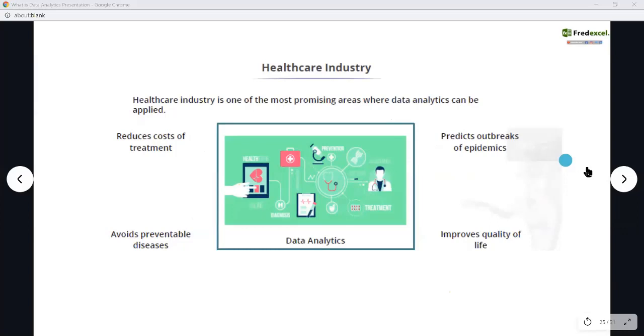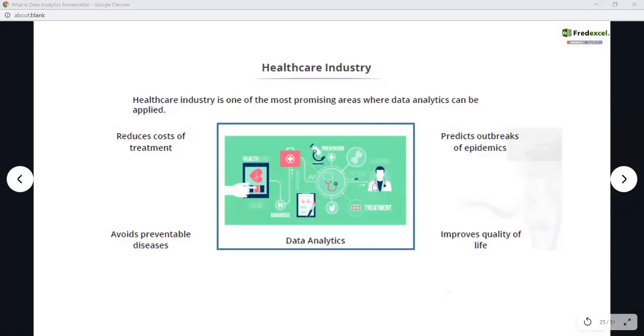Now let's talk about healthcare. The healthcare industry is one of the most promising areas where data analytics can be applied. Number one, you can use it to reduce the cost of treatment, avoid preventable diseases, predict outbreaks of epidemics and even pandemics, and also improve quality of life.